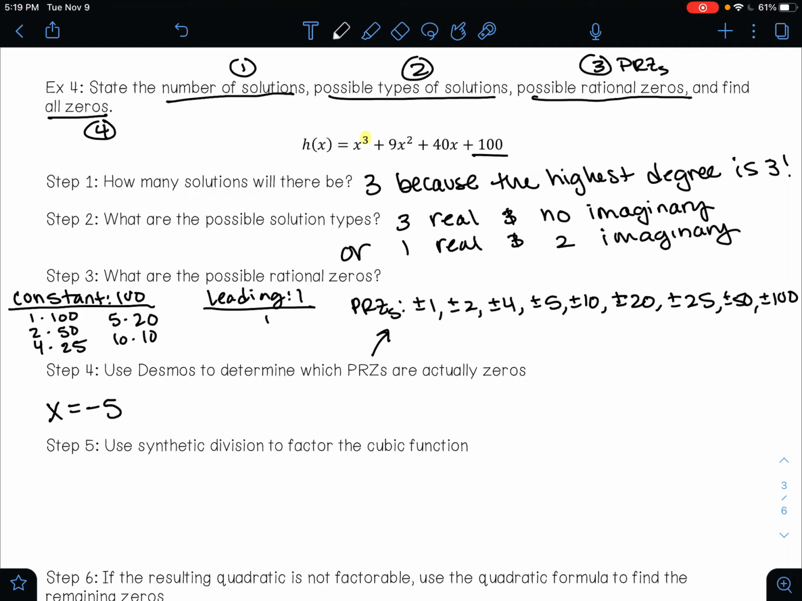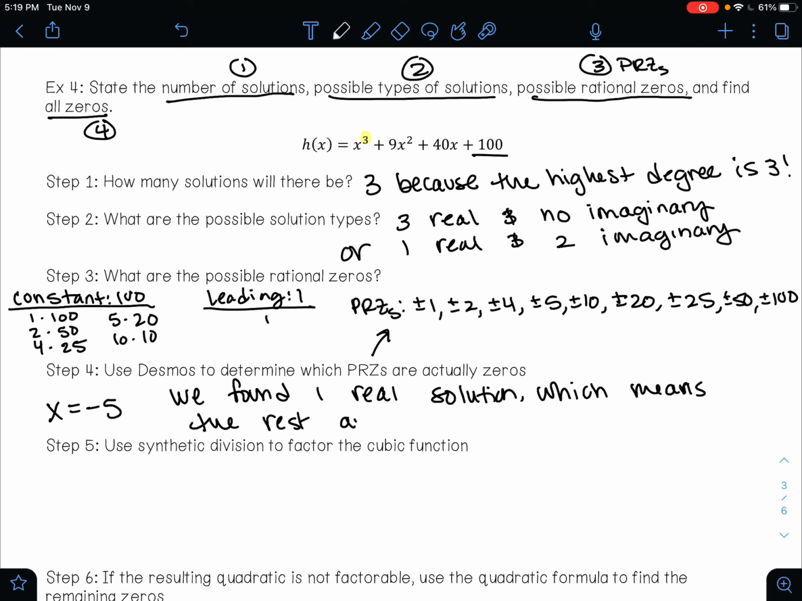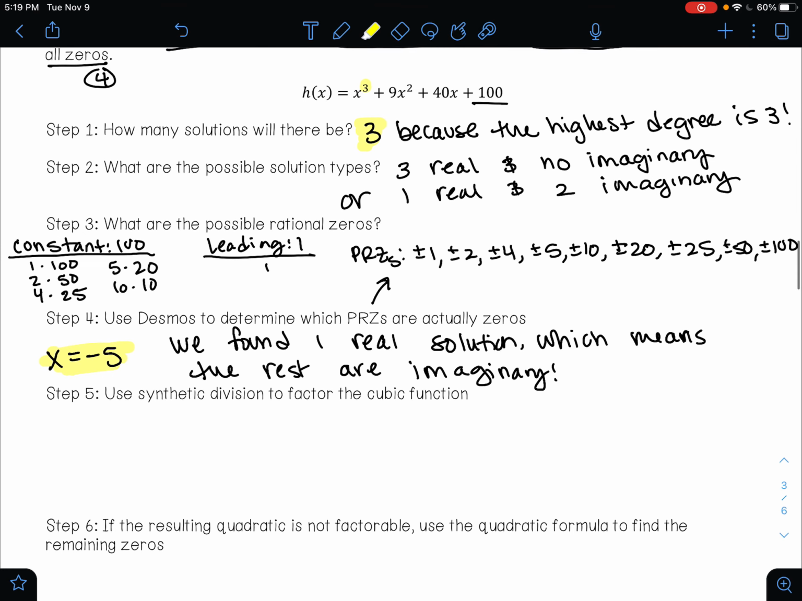Let's write that down. We found one real solution, which means the rest are imaginary. We knew that we were going to have 3 solutions. One of them is real, so the remaining 2 solutions are going to be imaginary. To figure out those solutions, we're going to keep doing what we've been learning this entire unit. We're going to use synthetic division to help us factor.